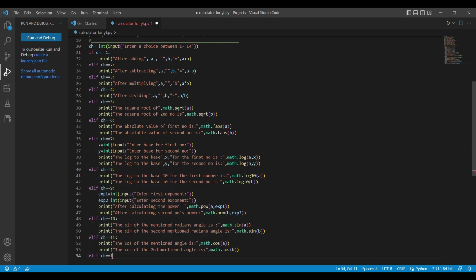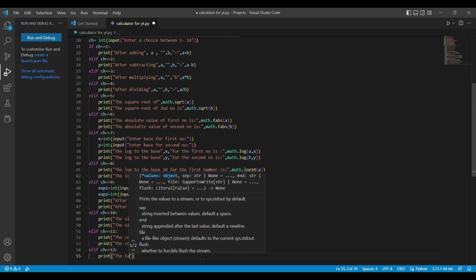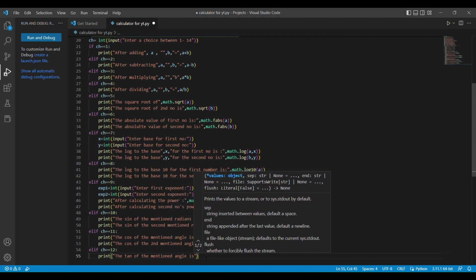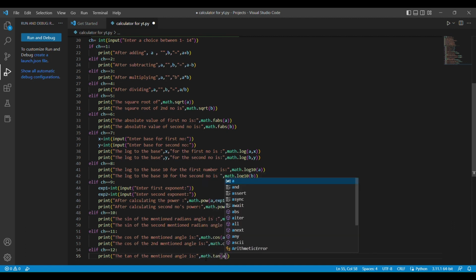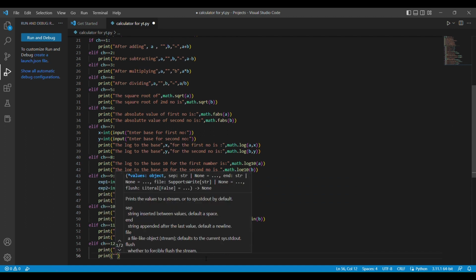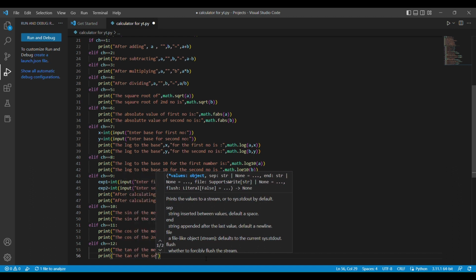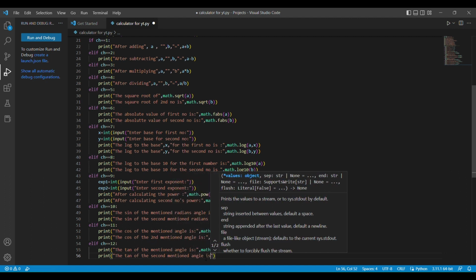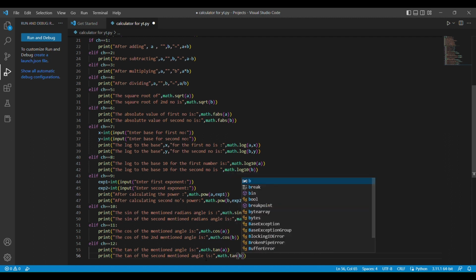Then elif ch is equal to 12. So print the tan of the mentioned angle is, comma math dot tan a. Similarly for the second one, print the tan of the second mentioned angle is, comma math dot tan b.